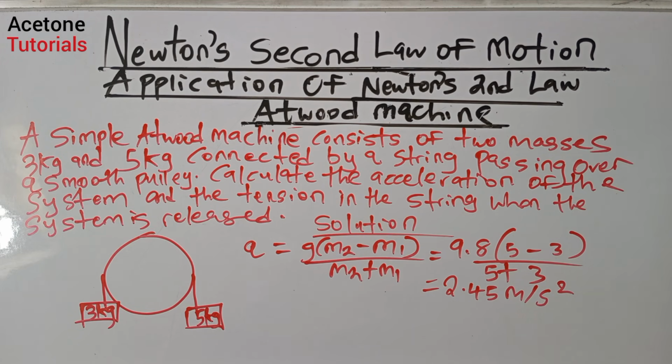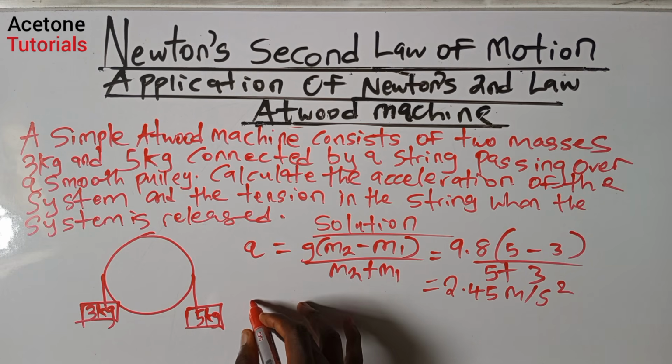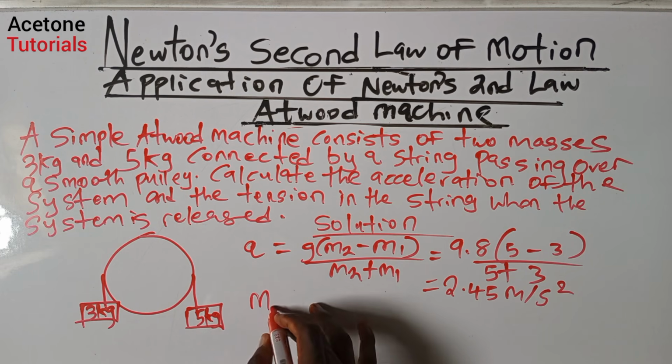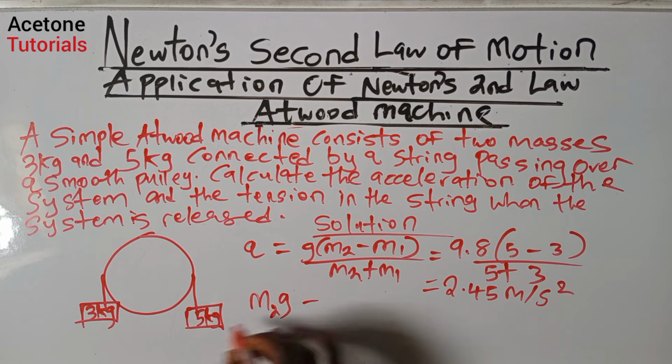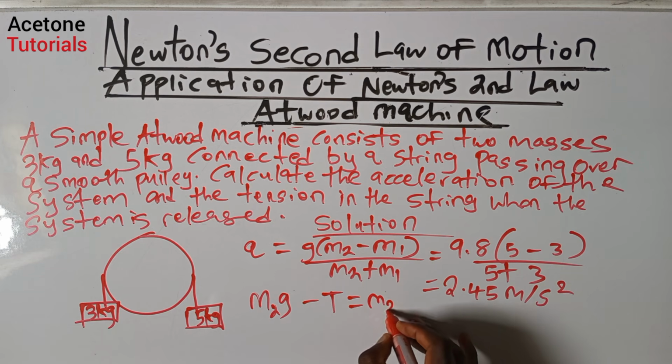Now, to calculate the tension, you can use any of the net force equations. Let us use the 5 kg mass. Since this is heavier than this, the direction of motion will be downwards. So two forces are acting on this 5 kg mass: the downward force, which is the weight, and the upward force, which is the tension. Since the weight is more than the tension, the net force is m2g, the weight, minus the tension, equals m2a.